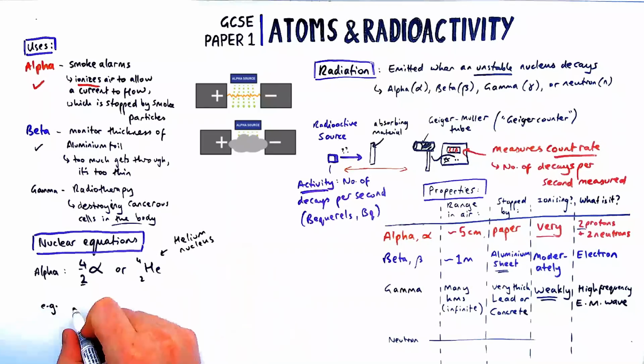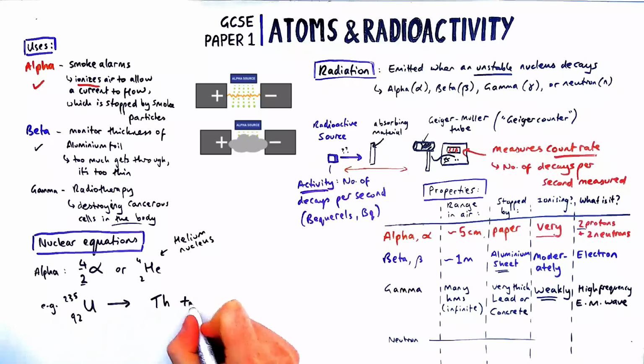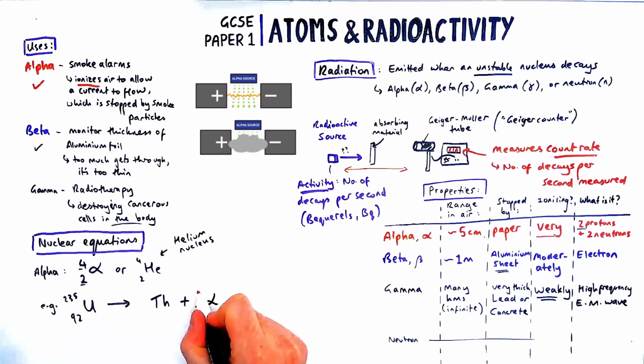So let's look at an example. I've got uranium with an atomic number of 92 and a mass number of 235, and it's going to decay into thorium plus our helium nucleus, an alpha particle. You know that the helium nucleus is an alpha particle, so that's going to have 2 and 4 as the atomic and mass number.